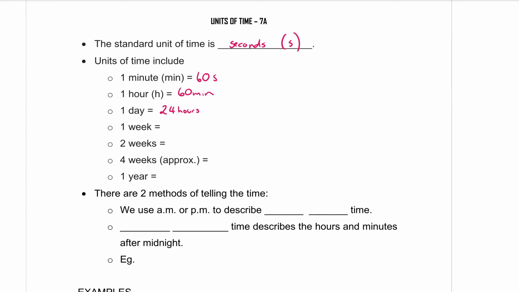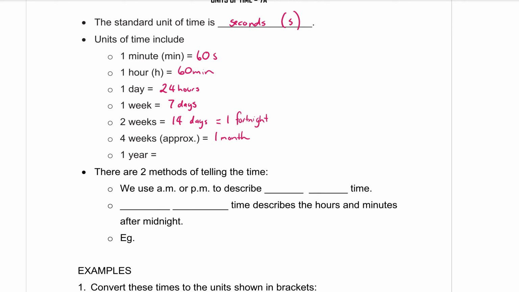1 week is 7 days. 2 weeks is 14 days, also known as a fortnight. 4 weeks is approximately 1 month. It's not exactly 1 month. 4 weeks would be 28 days, and only February has 28 days. Every other month of the year would be slightly over 4 weeks.